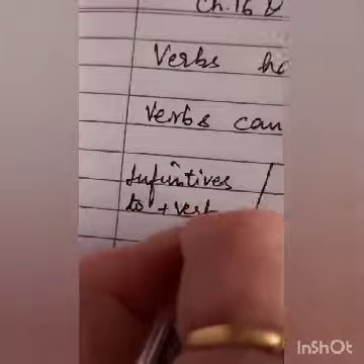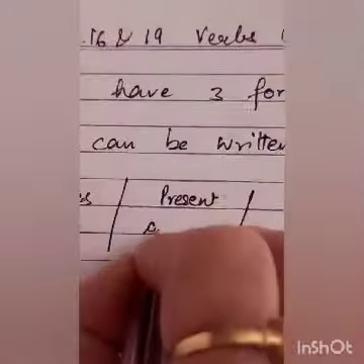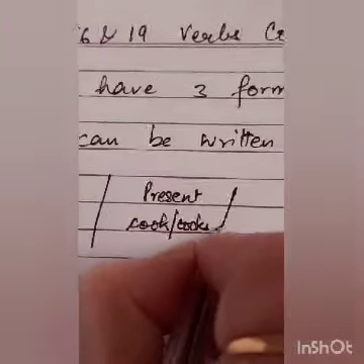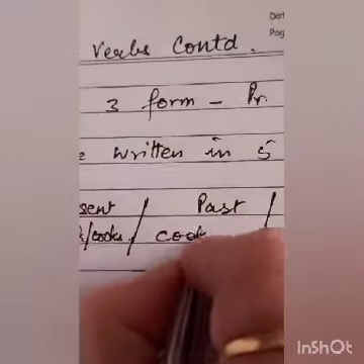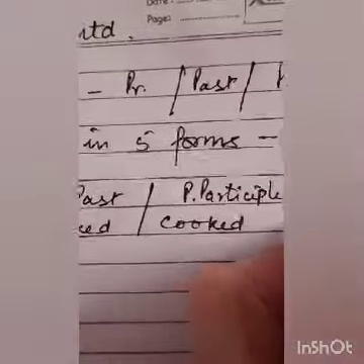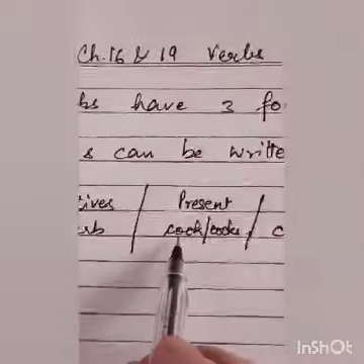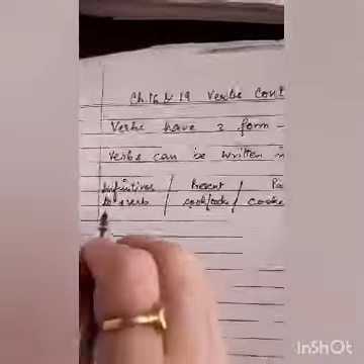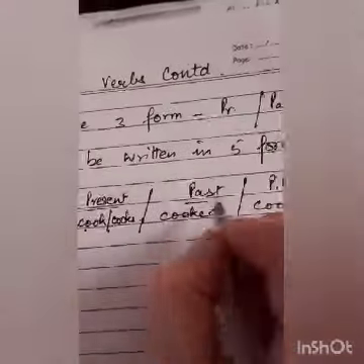Two plus verbs are infinitives. Present is the base form of the verb like cook, and cooks. You can write S form also. Then past, that could be cooked. Past participle is also cooked. And the cooking. Now, according to the subject, you can use this word cook or cooks. So, this is how you can write the verbs into five forms.